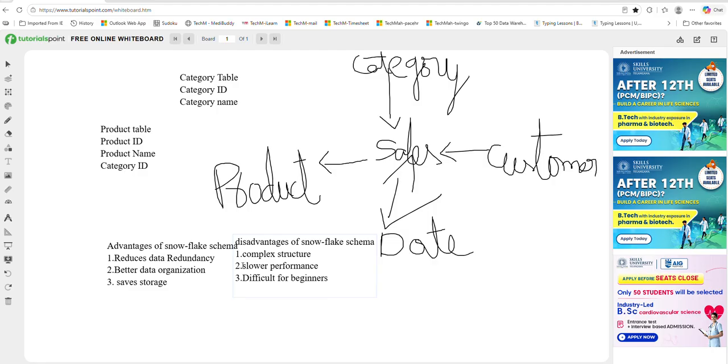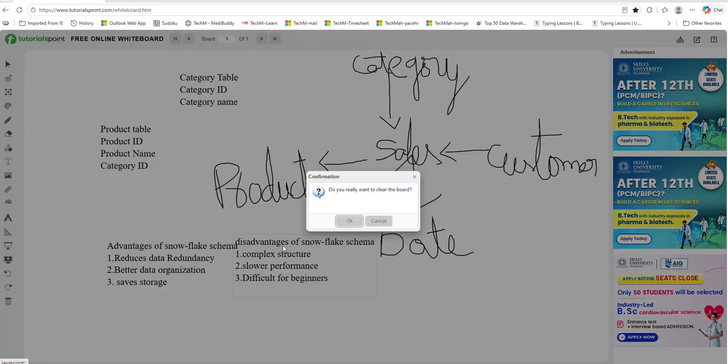Now I will explain the difference between the star schema and snowflake schema. I will remove all the data. If you want this one, just take a screenshot of this. I will change it into an empty file. Okay, now it's empty. Here, the difference between the star schema and snowflake schema.